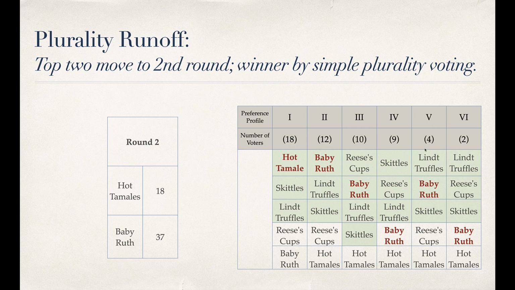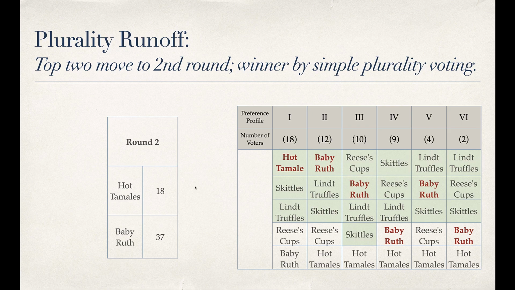Next, group number 5 here, they're going to vote for their second best choice because Lindt Truffles is not in the alternative set anymore. So they're going to vote for Baby Ruth, that's 4 more. And then the same with these 2 over here. Again, they're having to go all the way down to their next to the least preferred option, but they don't like Hot Tamales more than Baby Ruth, so those 2 will vote for Baby Ruth. And so when we add all those up in the second round of the plurality runoff, we get 18 for Hot Tamales versus 32 for Baby Ruth. So Baby Ruth is the winner under plurality runoff.